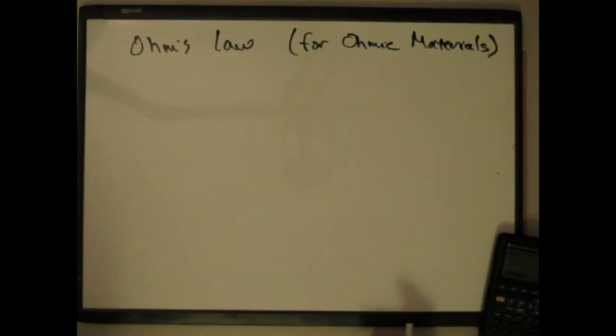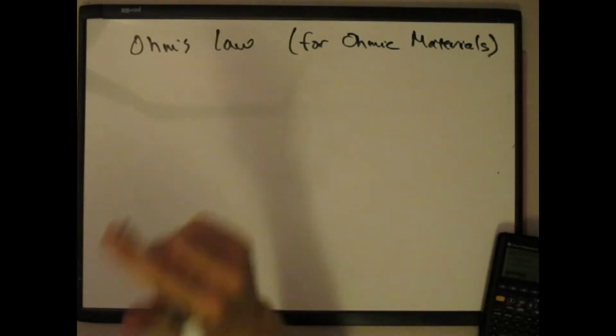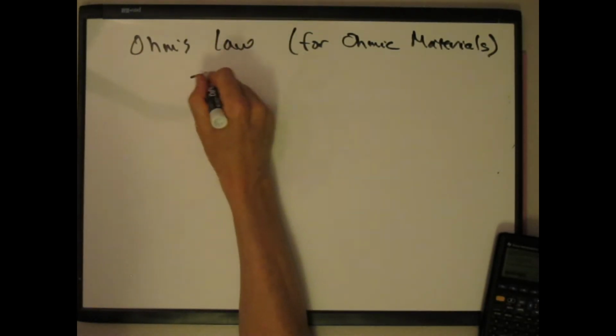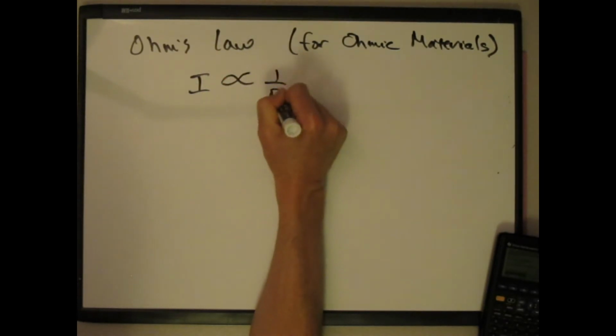So let's talk about Ohm's law for a minute. Ohm's law is sort of the basic relationship between voltage, current, and resistance. And what George Simon Ohm figured out, and he was a German guy and was really sort of the first to demonstrate this property. What he noticed was that the current is inversely proportional to the resistance.